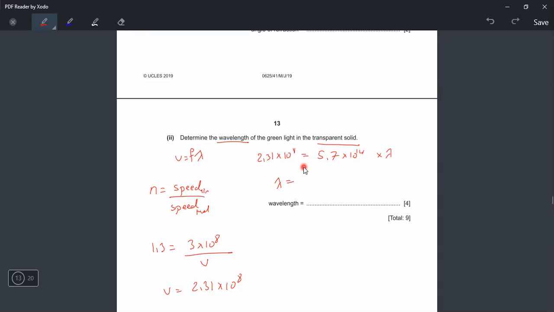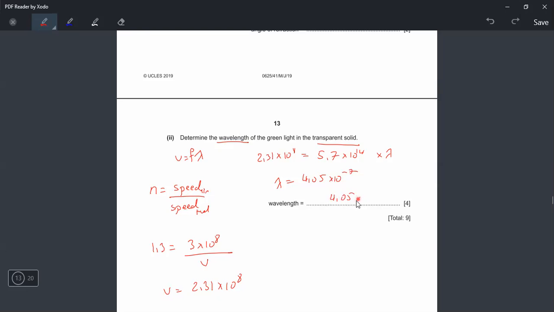2.31 times 10 to the power of 8 divided by 5.7 times 10 to the power of 14. This gives me a final answer of 4.05 times 10 to the power of -7.